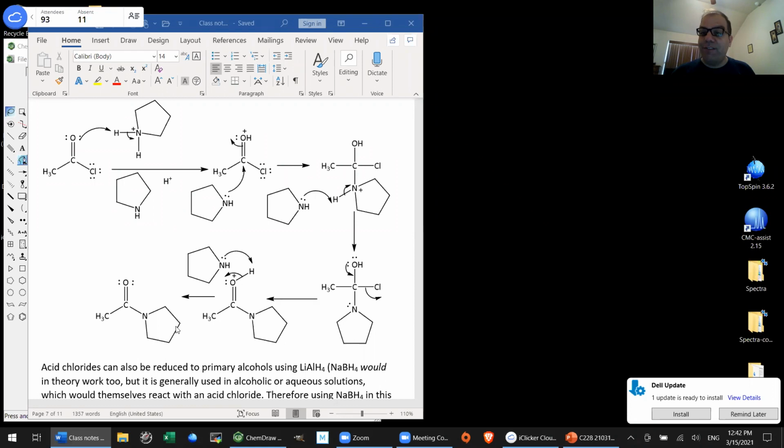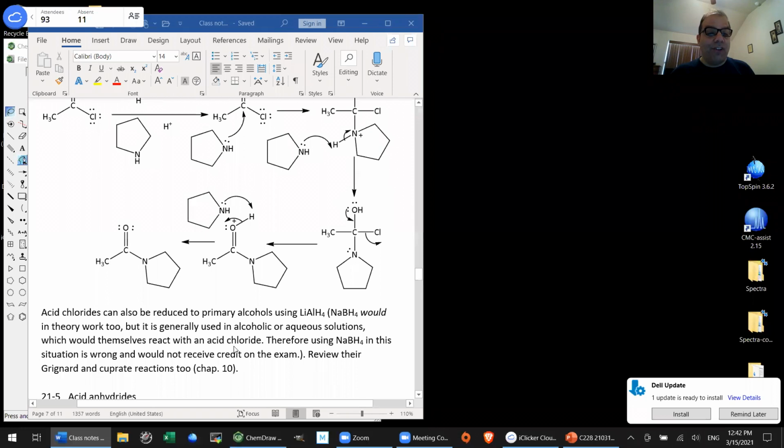So aminolysis of acid chlorides also works. Also of acid anhydrides. Just also in terms of reminding us of the reactivity of acid chlorides, you certainly can reduce them to primary alcohols using LAH, just like you can reduce carboxylic acids to primary alcohols.